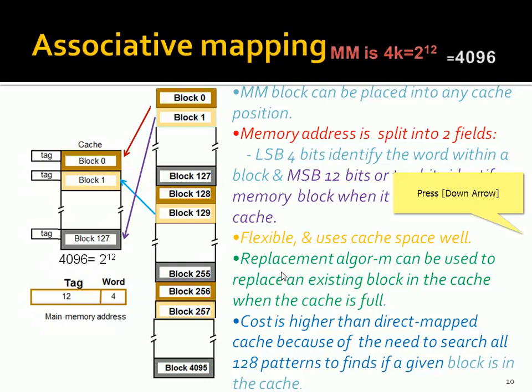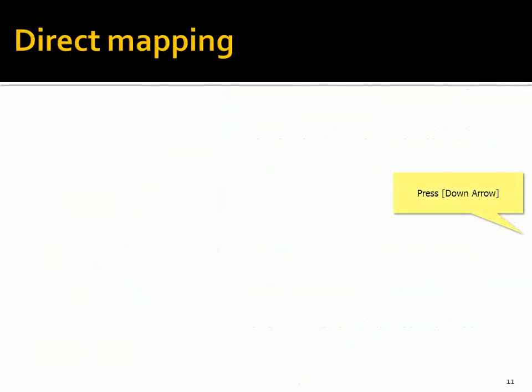The cache cost becomes high because of the need to search all the 128 patterns. If block 0 wants to be placed here, we need to search all the blocks. So searching time is essential here. It requires all 128. Why 128? The size of the cache is 128, right? So that finds whether the given block is in the cache. The vacant place we need to search for, so this searching is required.